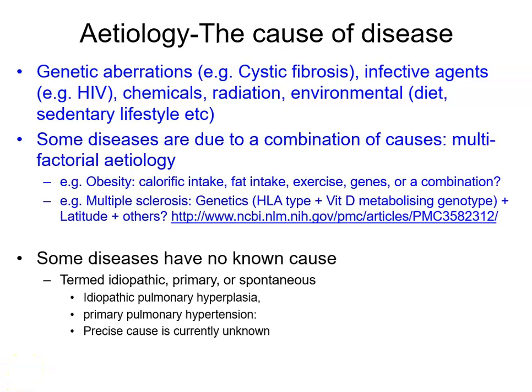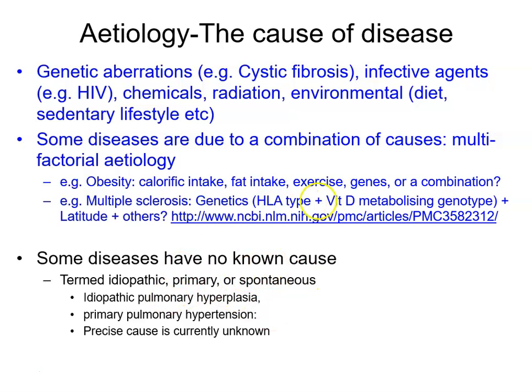Now, some diseases have no known cause, and we have a word for that. We term it idiopathic or spontaneous or primary. So idiopathic pulmonary hyperplasia and primary pulmonary hypertension are two diseases, both of which have no current known cause.